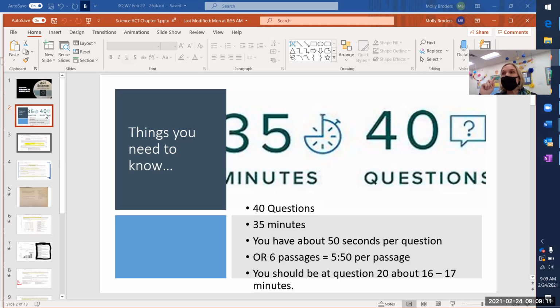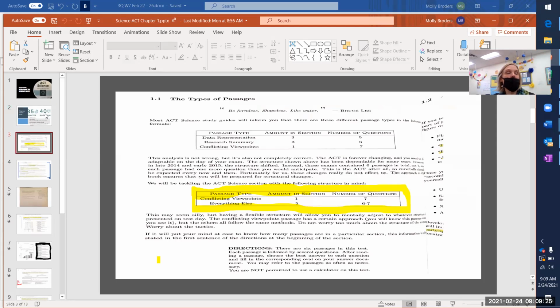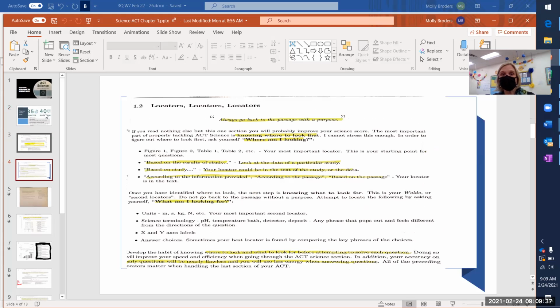Okay, so how many passages are on the science section of the ACT? 6. Yes, and then about how much time do you have for each one of those passages? 5:50. Very good. All right, now we also know that one of those passages is going to be what kind of passage? Conflicting viewpoint. Very good. And I think maybe I'm going to skip to conflicting viewpoint on Monday so you can have it before y'all take the pre-ACT and the ACT.